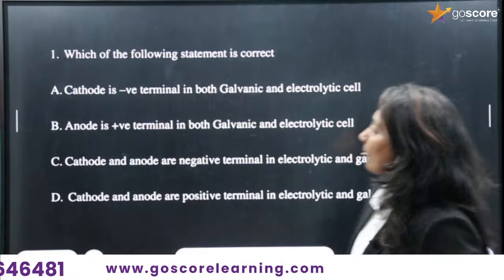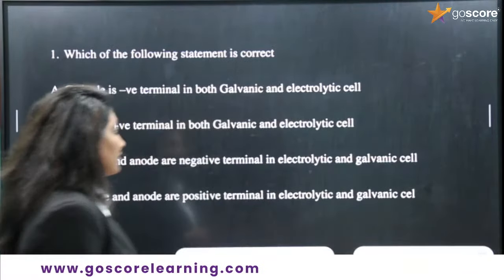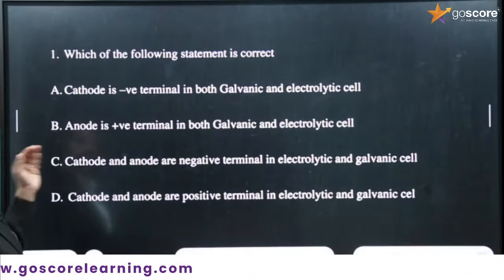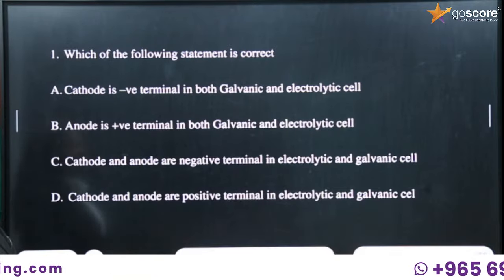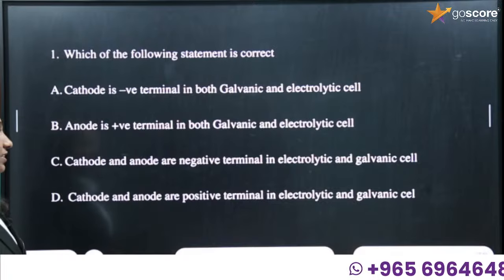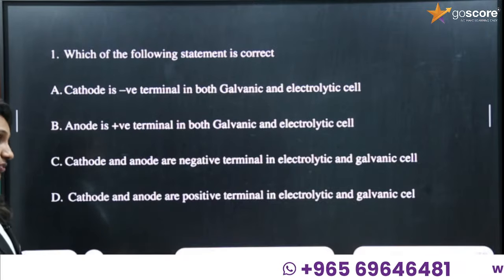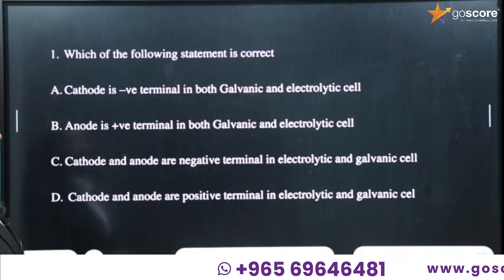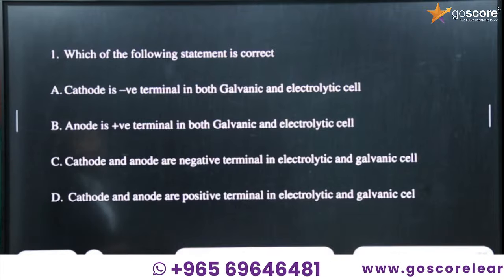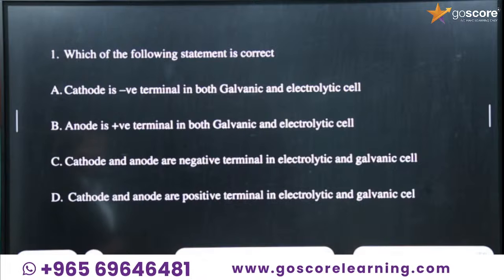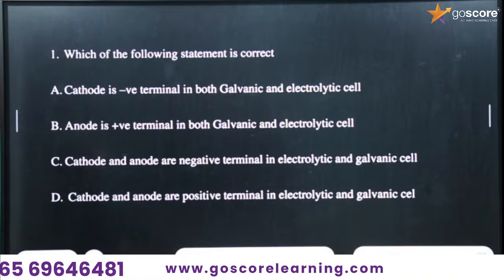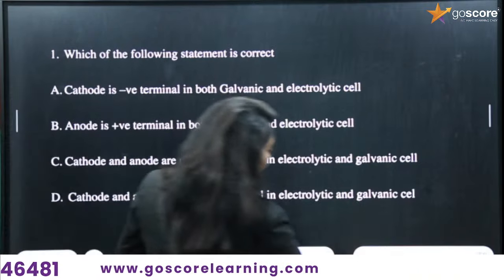Now, which of the following statements is correct? A cathode is the negative terminal in both galvanic and electrolytic cells. Anode is the positive terminal in both galvanic and electrolytic cells. Cathode and anode are negative terminals in electrolytic and galvanic cells. Cathode and anode are positive terminals in electrolytic and galvanic cells. No need for further explanation.